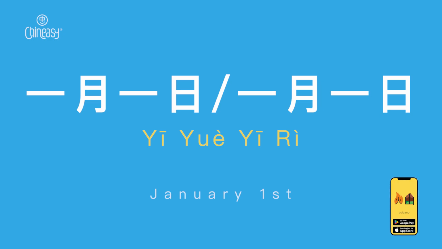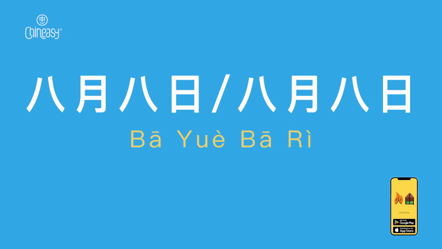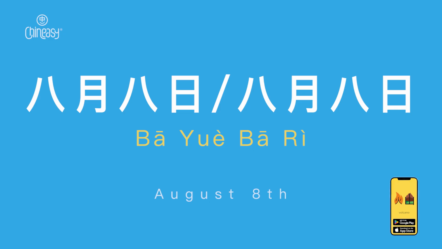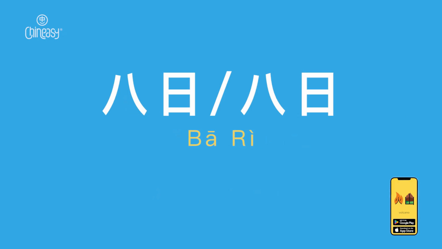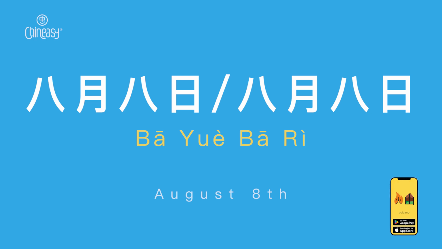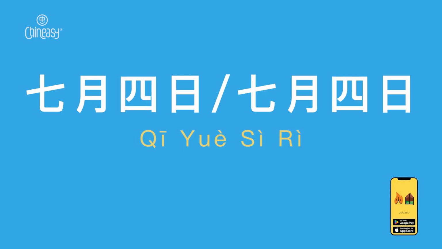Should we have a little quiz then? Yep. Test me out on some. 8月8日. Must be August the 8th. That's right. 8月 is August. How about 8日? The 8th day of August. So it is August the 8th. Let's try one more. 7月4日. So the 4th of July, the birthday of the United States.